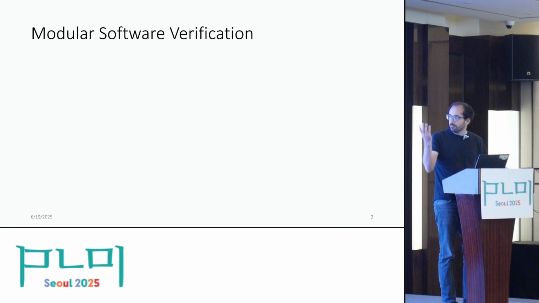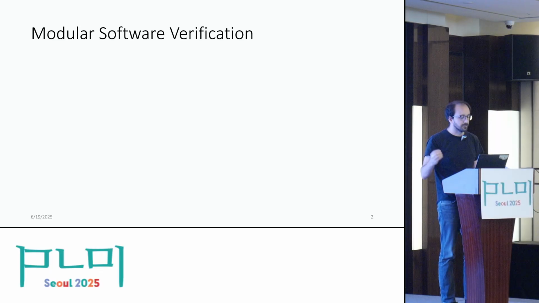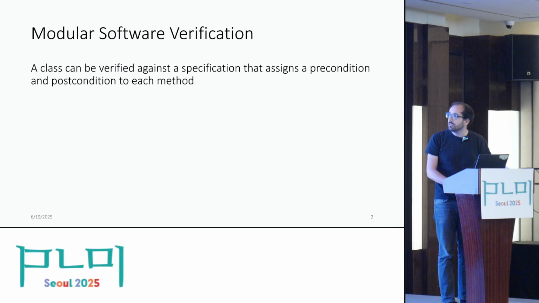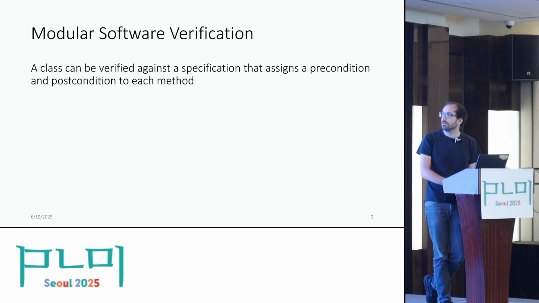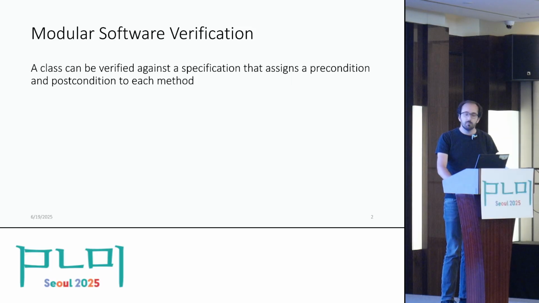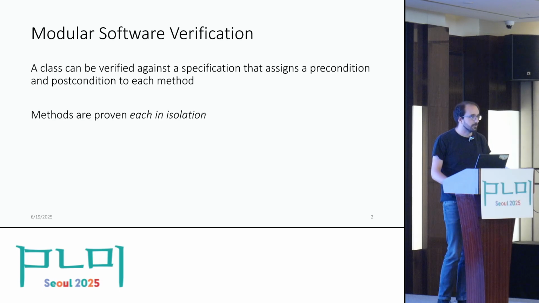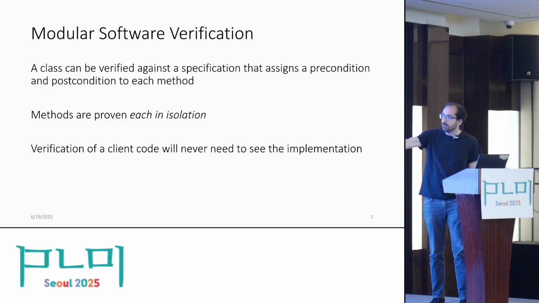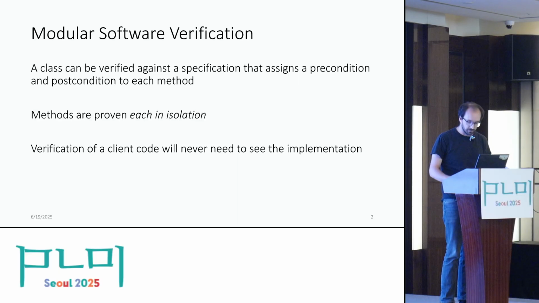So as Ratchet said, I've been doing architecture and hardware verification for a while, and sometimes I have the syndrome of the grass being greener on the other side. When I look at software verification, one of the things that is very standard that I like very much is the modularity at the core of many approaches. One of the key things is that you can have a class that can be verified against a specification that assigns a precondition and postconditions to each method. Then the methods are proven each in isolation. And then a client of the code can verify their own functionality without ever needing to look at the implementation.